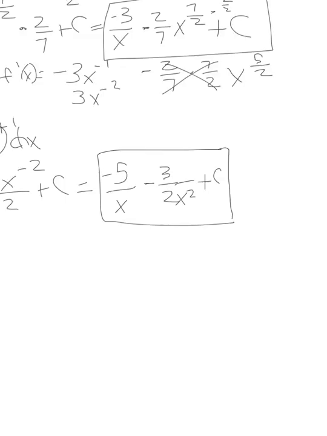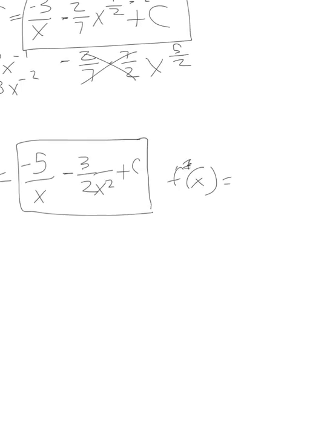If we were going to take this and differentiate it, we would have, okay, actually I don't want to put the prime there yet because I'm going to rewrite this so that we have negative 5 x to the negative 1 minus 3 halves x to the negative 2. And now let's differentiate, okay?